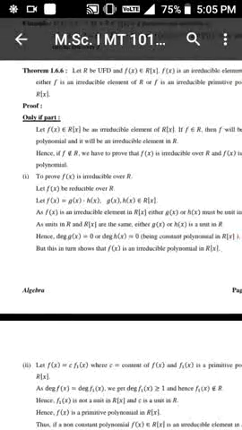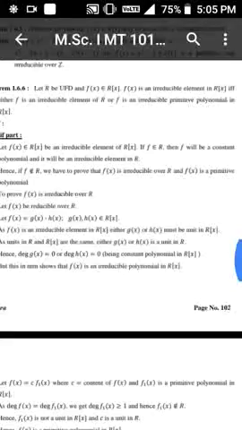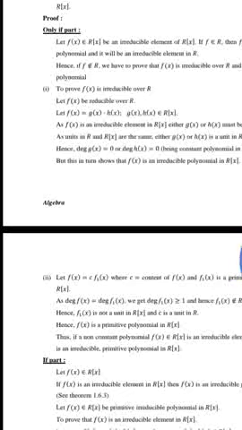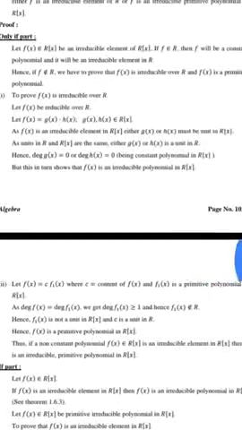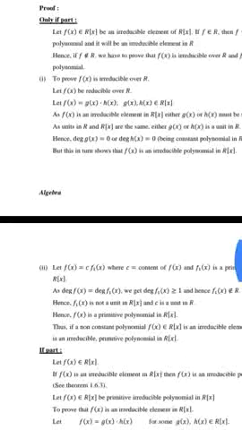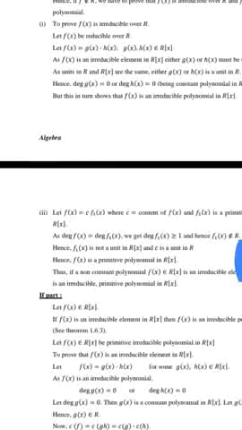Proof, only if part. Let f(x) belongs to R[x] be an irreducible polynomial element in R[x]. If f belongs to R, then f will be a constant polynomial and it will be an irreducible element in R. Hence, if f does not belong to R, we have to prove that f(x) is irreducible over R and f(x) is a primitive polynomial. Now we have to prove that f(x) is irreducible over R.